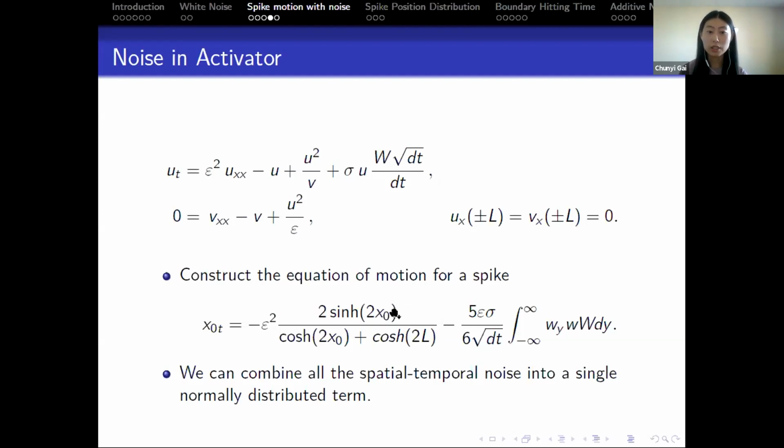So now in the right-hand side, we have two terms. One is the deterministic part that pushes the spec towards its equilibrium, which is in the center. But the other term, this stochastic term, can push it away from the center. So now the question is how to evaluate this stochastic term. Since this integral contains this W, which is defined as the sum of normally distributed random variables, what we do is combine all these variables into a single normally distributed term. And we want to compute the variance of this term.